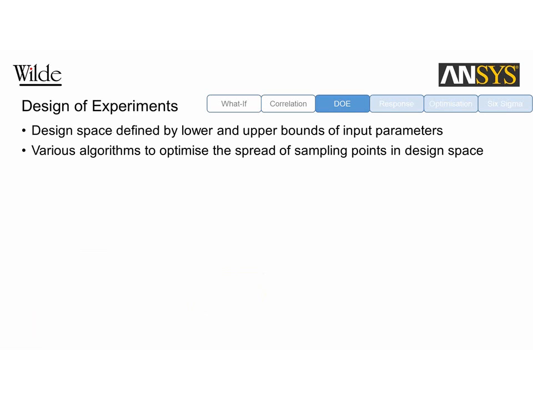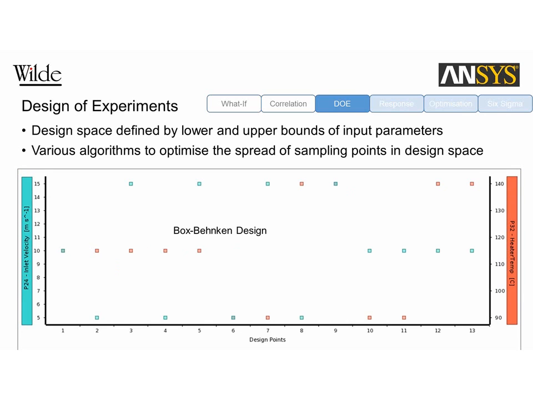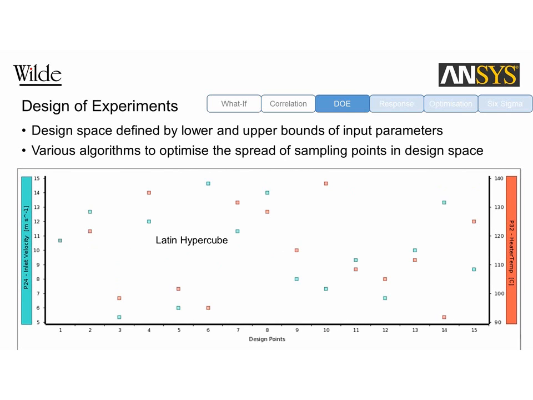So once we've described the upper and lower bounds of the input parameter, various algorithms exist within DesignXplorer to optimize the sampling points within the design space. One of them is a central composite design. This is good if you want your design or your sampling points to be gathered towards a certain parameter. We've got box designs. We've got Latin hypercube. Again, we can see how evenly spread and more spread the design points are.